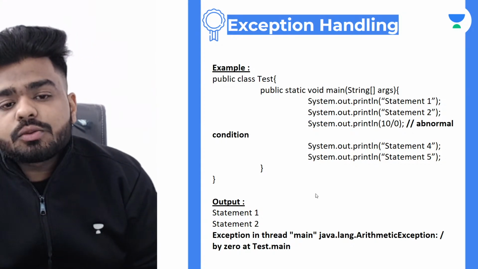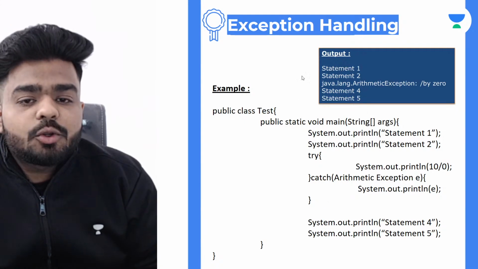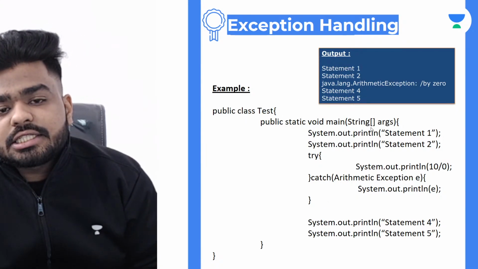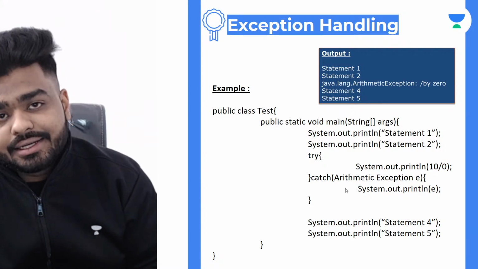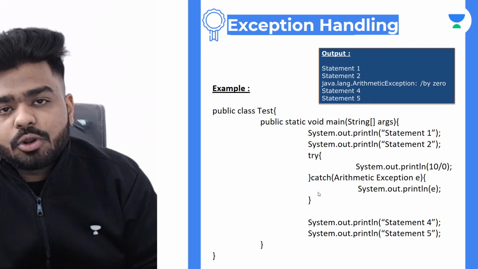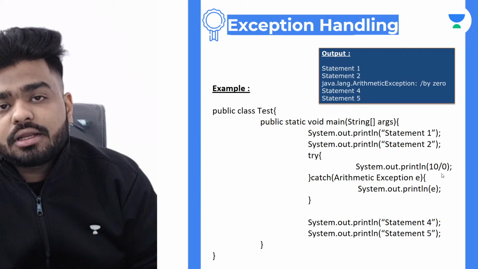Fine. So this is what is happening in your code right now. Let's have a look at this particular thing. You can see here public class Test, void main, statement 1, statement 2. Now you can see I have handled it. So how can I handle it? I'm using a try block and a catch block to handle this particular statement.